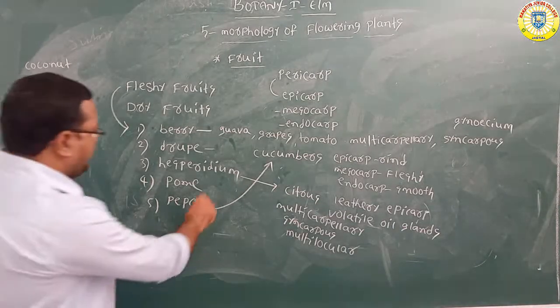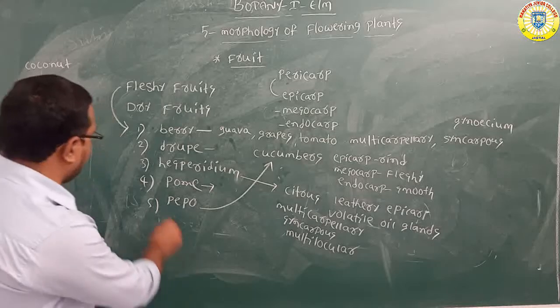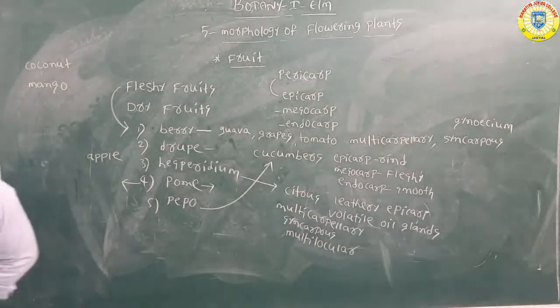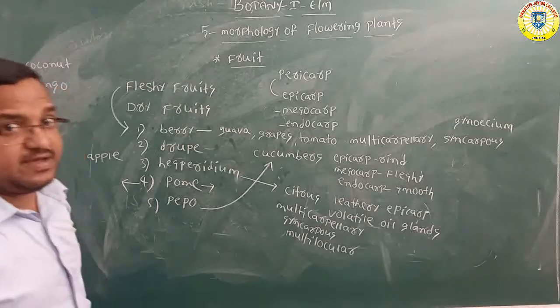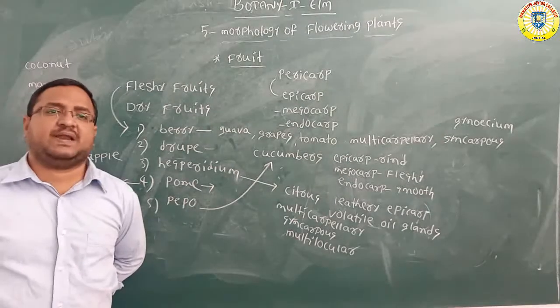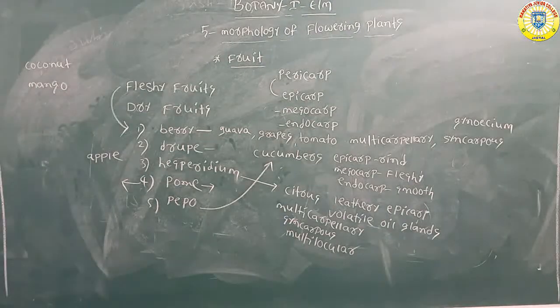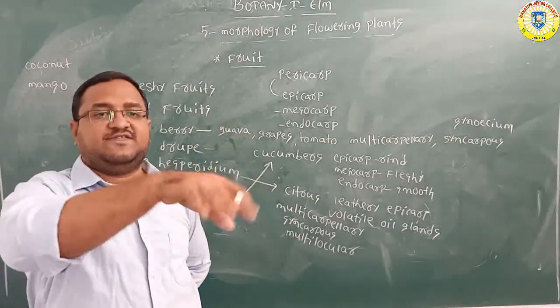Now coming to the pome. What about the pome? Best example, apple. In the pome, the fruit develops from an inferior ovary, and that is a bicarpellary or multicarpellary gynoecium. The ovary is inferior, and it is surrounded by fleshy thalamus. Here the thalamus is a fleshy structure.